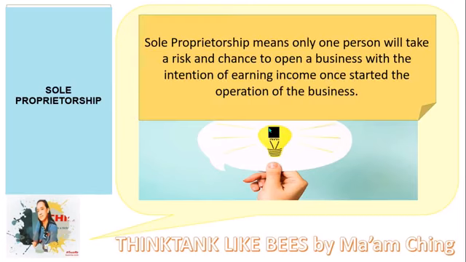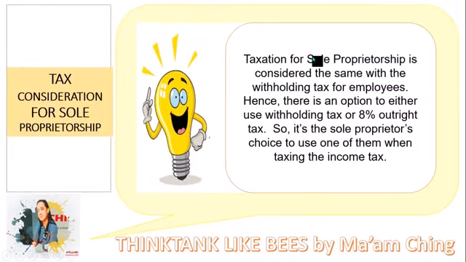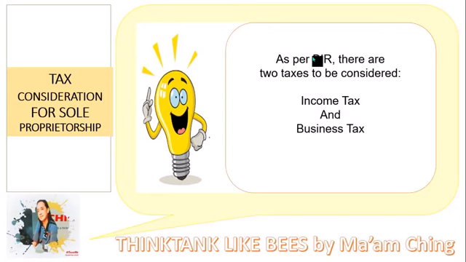Our topic today is more on sole proprietorship. When we say sole proprietorship, it means only one person will take a risk and chance to open a business with the intention of earning income once the operation of the business has started. Taxation for sole proprietorship is considered the same as the withholding tax for employees. Hence, there is an option to either use withholding tax or the 8% outright tax. It's the sole proprietor's choice to use one of them when taxing the income.